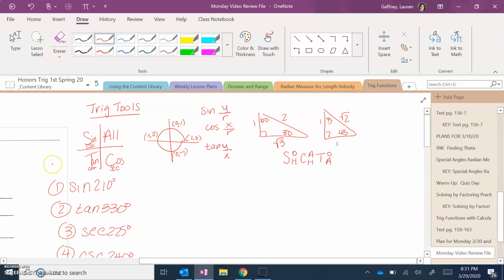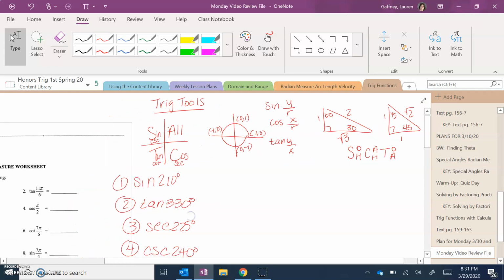Okay, so those are our key trig tools. If I were to say there were 5 of them, 1, 2, 3, 4, 5. Okay, and that's going to help us determine these things.